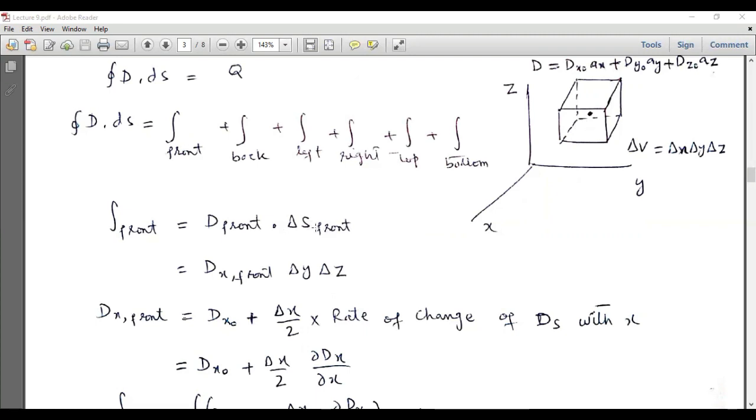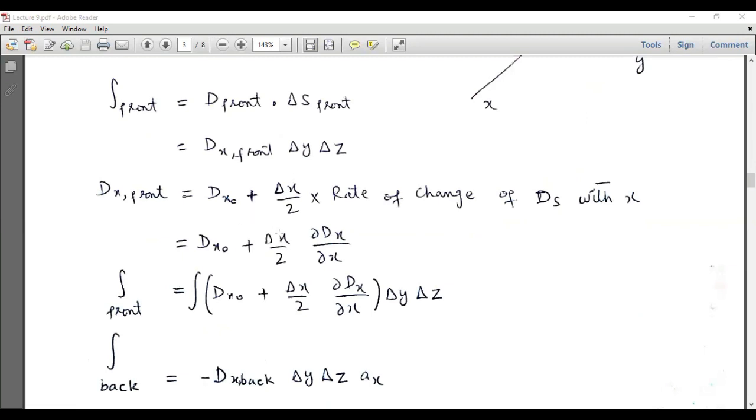So since we have ax over here and we have a dot product, the x component of the electric flux density will be considered over here. So Dx front into delta y delta z, and Dx front, the density at this surface, will be equal to Dx0, the x component of the density at the center, plus delta x by 2. Delta x by 2 is the distance of this point from this front surface, into the rate of change of D with x, right? So it will become Dx0 plus delta x by 2 into partial Dx over partial x.